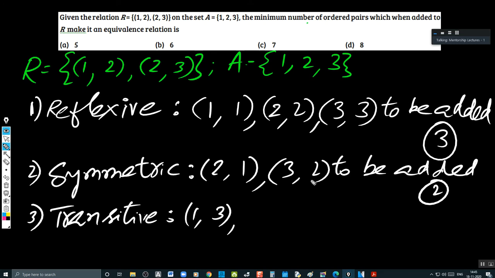To be symmetric, please. You're not responding. What is the definition of symmetricity? If (a, b) belongs to R, then (b, a) also belongs to R. If (1, 3) belongs to R, to be symmetric you must add (3, 1) also. No one is responding there. Yes, sir. Got it, sir.